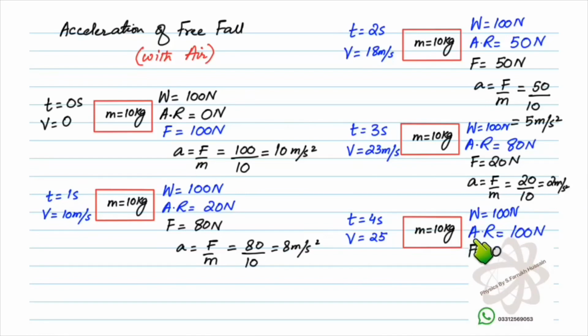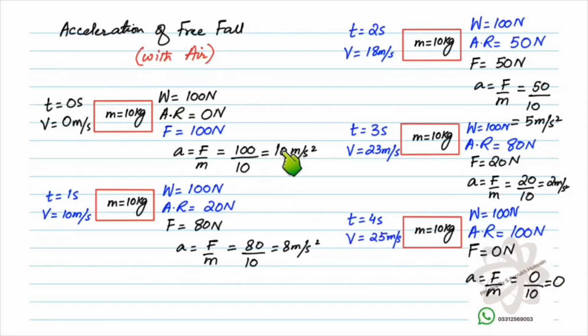In this case, let's say the air resistance is 100 Newton. Now the forces acting upwards and the forces acting downwards are the same, so resultant force will be 0. If there is no resultant force, there will be no acceleration, which means the object will now not change its velocity. The velocity the object has gained will be same throughout the remaining motion, and that speed, which is the maximum possible speed for an object, is actually called terminal velocity.